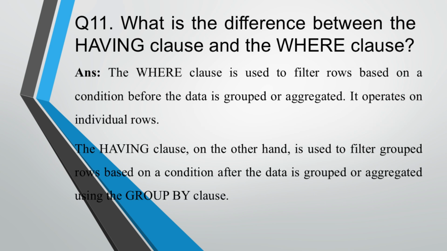What is the difference between the having clause and the where clause? The where clause is used to filter rows based on a condition before the data is grouped or aggregated. It operates on individual rows. The having clause, on the other hand, is used to filter grouped rows based on a condition after the data is grouped or aggregated using the group by clause.